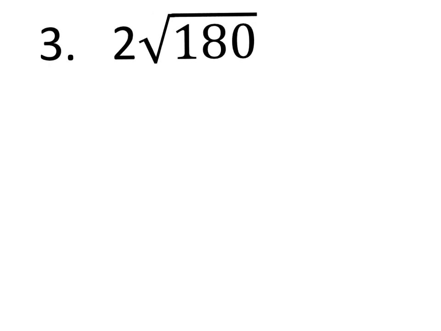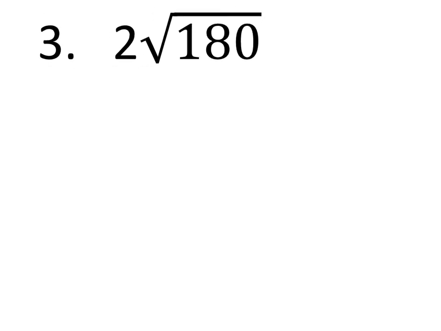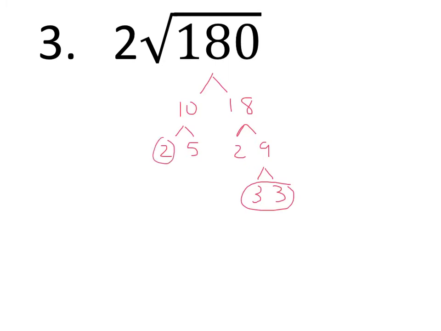All right, so now this one already has a number on the outside. Not a big deal though, because we're still going to go ahead and just break down the 180. Okay? And so let's say this time I'll change it up a little bit and I'll do 10 and 18. 10 will break to 2 and 5. 18 will go to 2 and 9. And then that 9 can keep on going to 3 and 3. So again, looking for pairs, I have a pair of 3's and I have a pair of 2's. Okay? And then this 5 is the leftover.